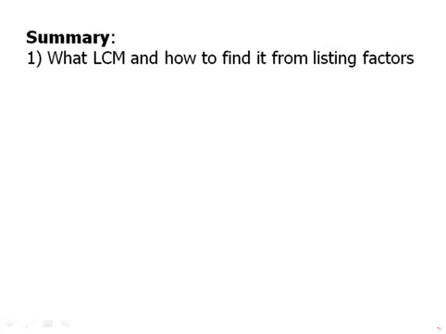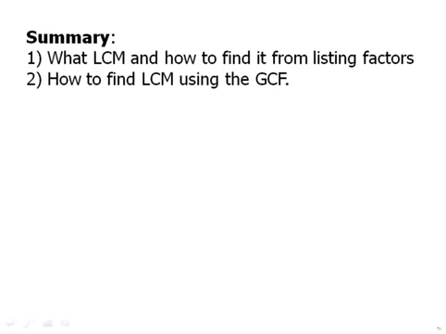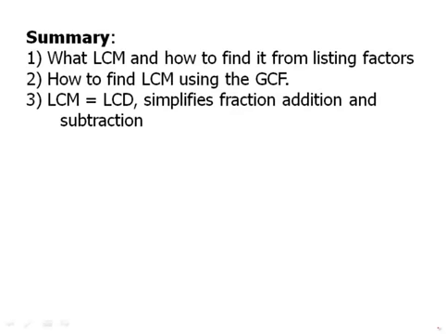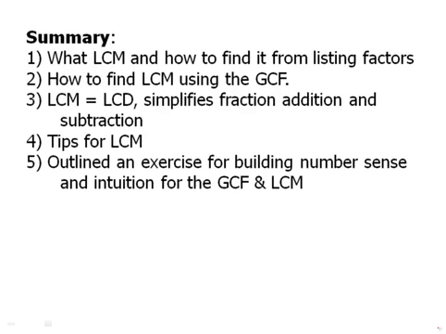In summary, we talked about what the least common multiple is and how to find it from listing factors. We talked about how to find the least common multiple using greatest common factor. We pointed out that the least common multiple is the least common denominator, and this simplifies fraction addition and subtraction. We talked about some further tips for the least common multiple, and we outlined an exercise for building number sense and intuition for the greatest common factor and the least common multiple. And once again, one of the very best things you can do for yourself on the math section is to develop your number sense.